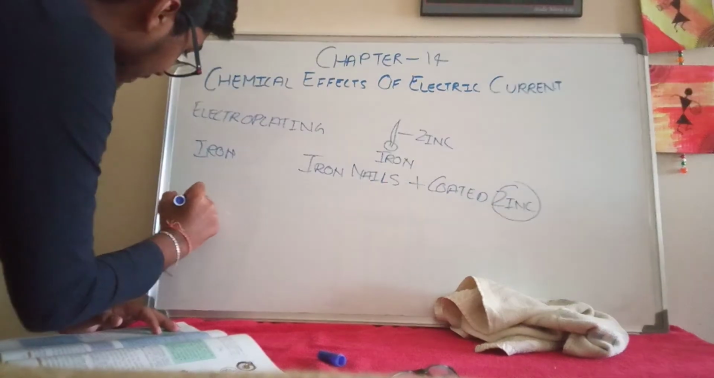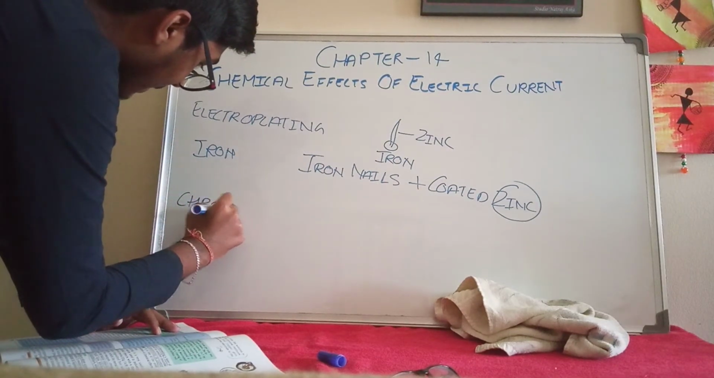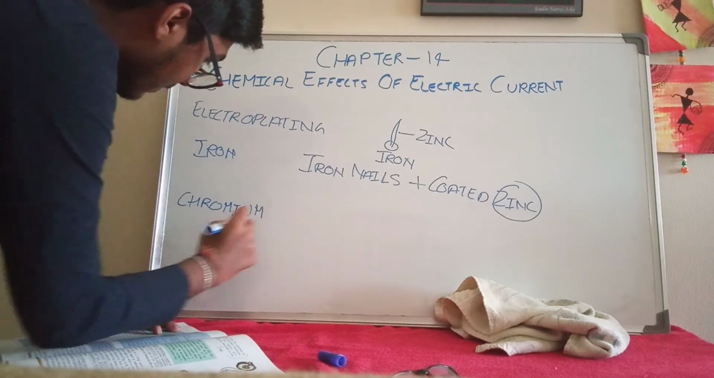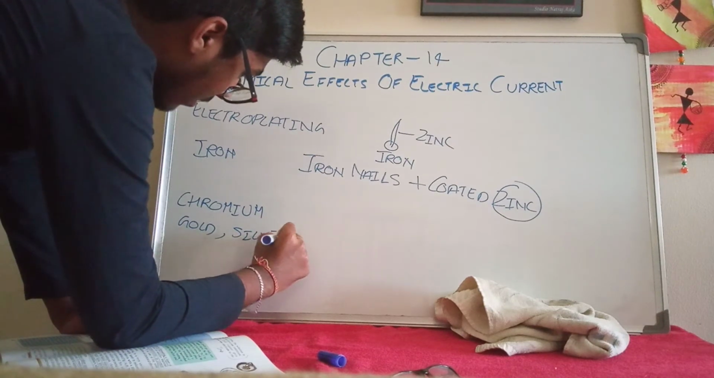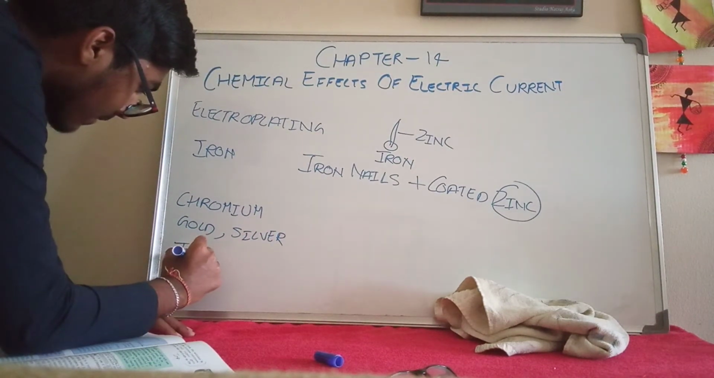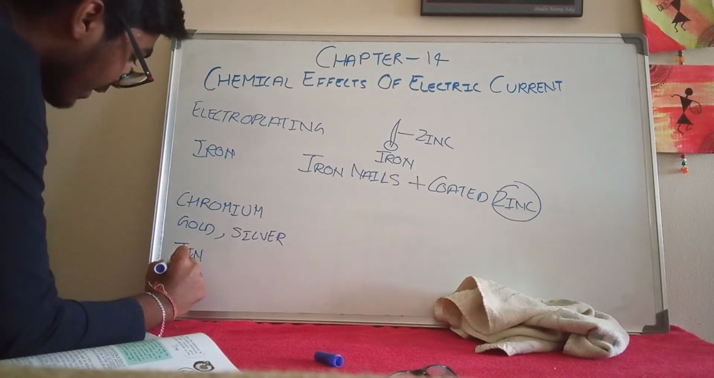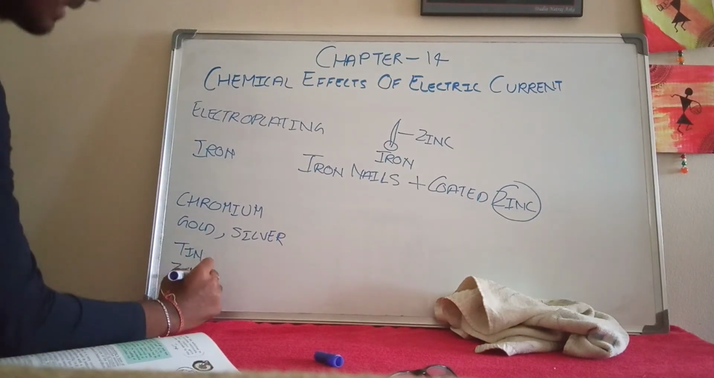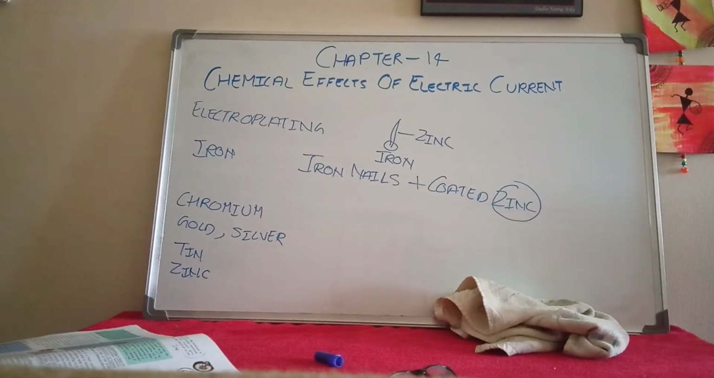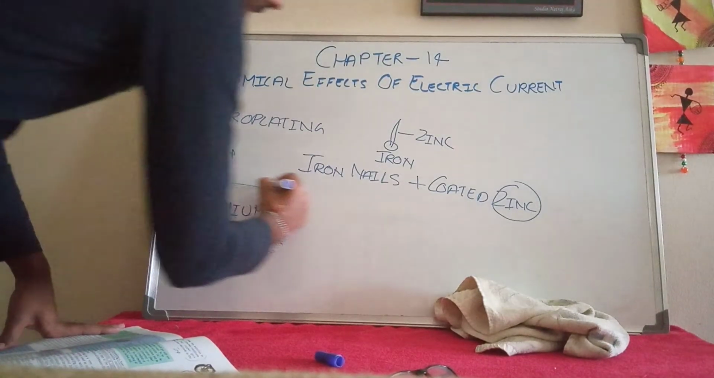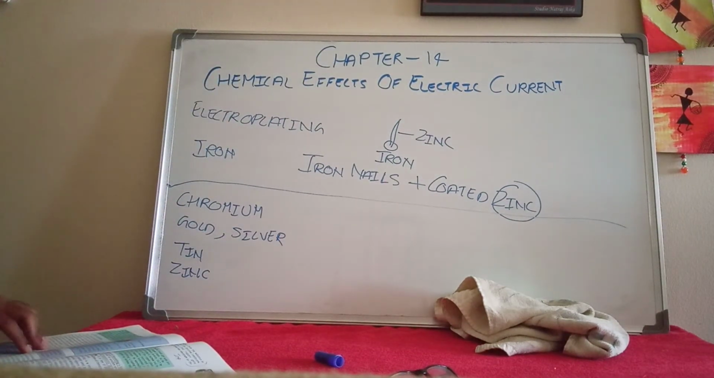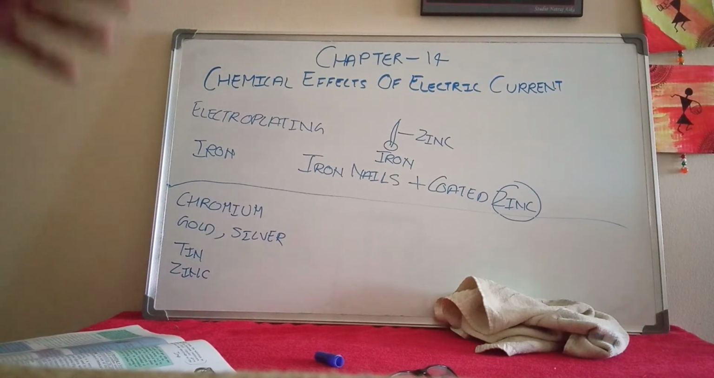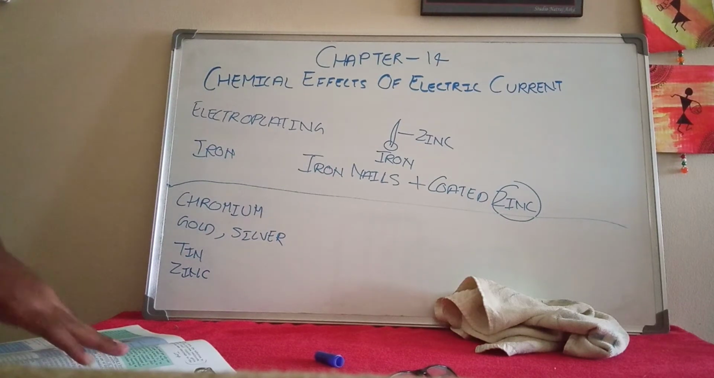For example, we have chromium, gold, silver, tin. Then you also have zinc, as we told. These are some of the most commonly used minerals that are coated on other items. For example, we take iron cans. The canned items, the canned food. We have seen that food is canned inside cans and sold to us.